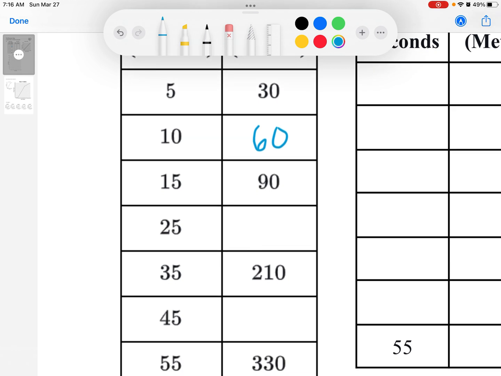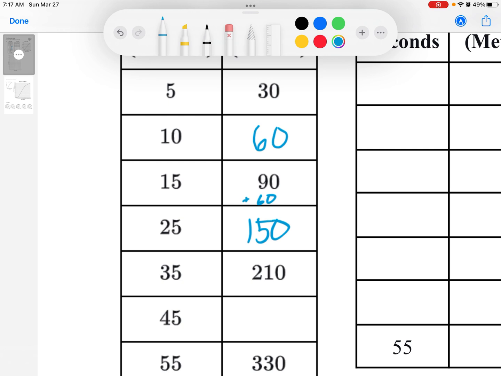Then, as we follow this, it goes 5, 10, 15, and then you might think that it would be 120, but that would be wrong because it's not increasing by 5 again. This time it increased another 10. So 2 5s would be 60, right? 2 5s for 10 more seconds would be 60 meters. So 60 plus 90 would be 150 meters for that one.